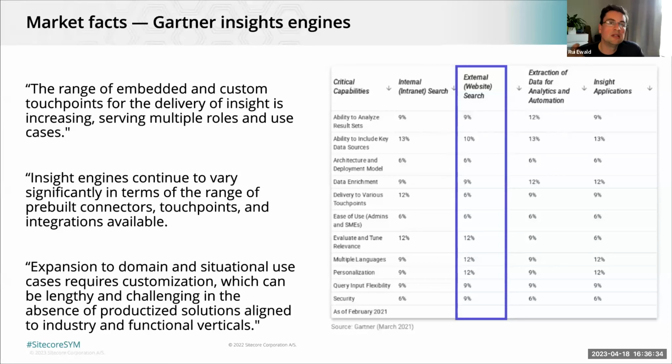To fine-tune that even more, I'm going to use a reference to a Gartner Magic Quadrant. They have what is called the Gartner Insights Engines Magic Quadrant. In there, you'll see that there are several different primary use cases of search or discovery platforms. Among the four, I don't know if you're familiar with this, they essentially use the same critical capabilities, which are the items on the rows here, and they score them differently depending on the use case.